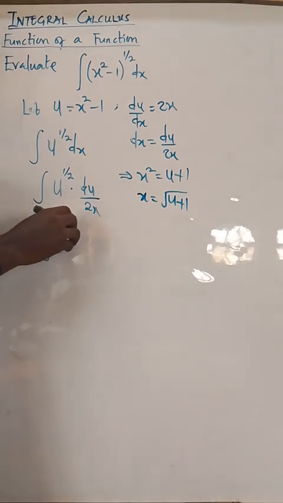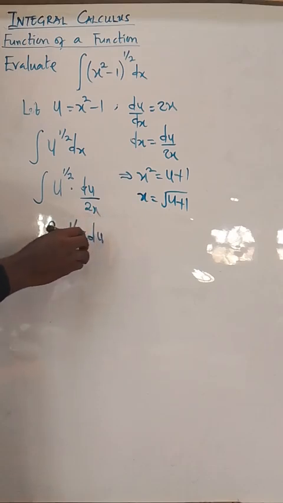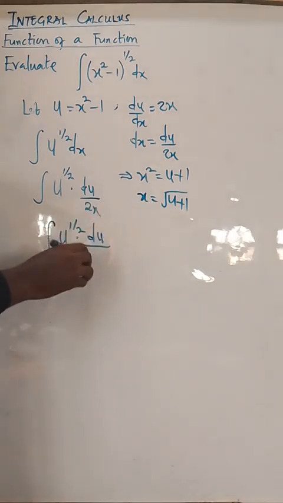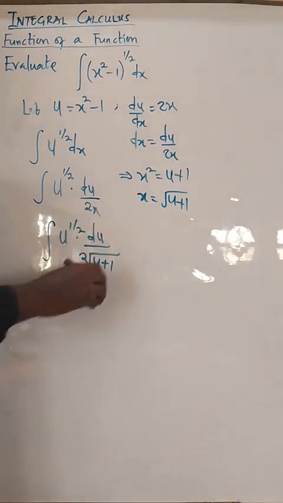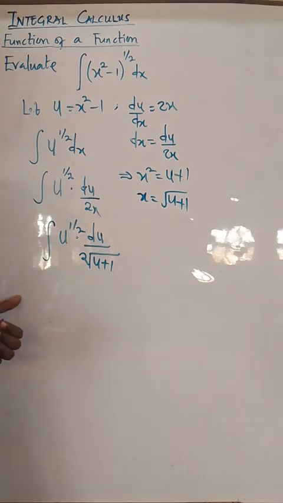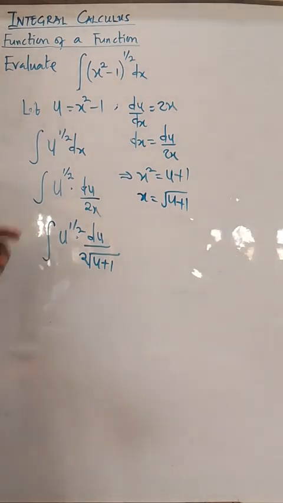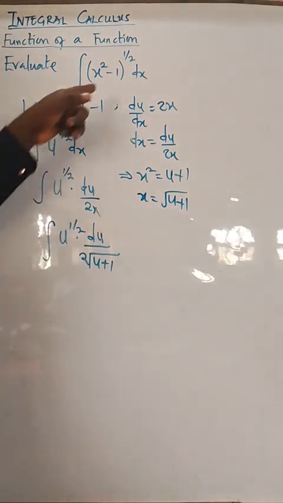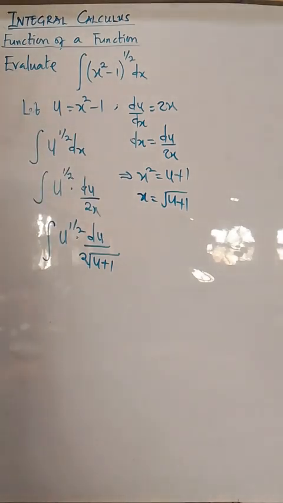Now come and write u raised to power half, du over 2, what is now x? Square root of what? u plus 1. It's getting more complicated. So it means for this particular one, we cannot use this approach. And that is what makes the integration much more difficult than differentiation. So we have to use substitution. Sometimes you have to use trig substitution. So now let's reduce this problem for JAMB standard.